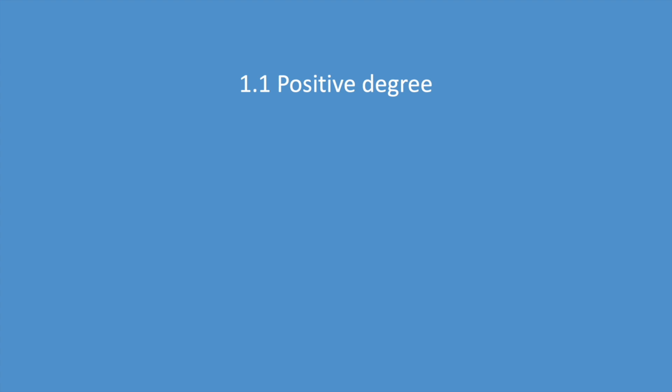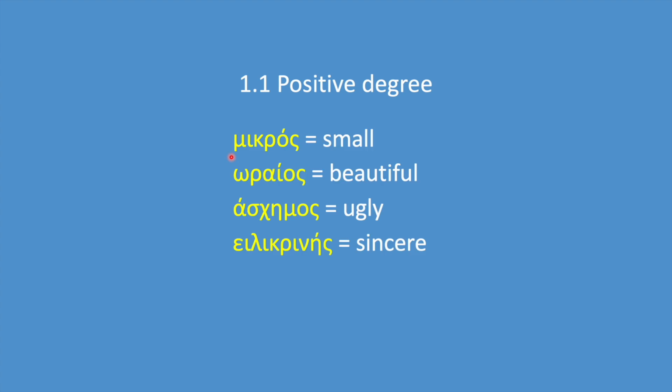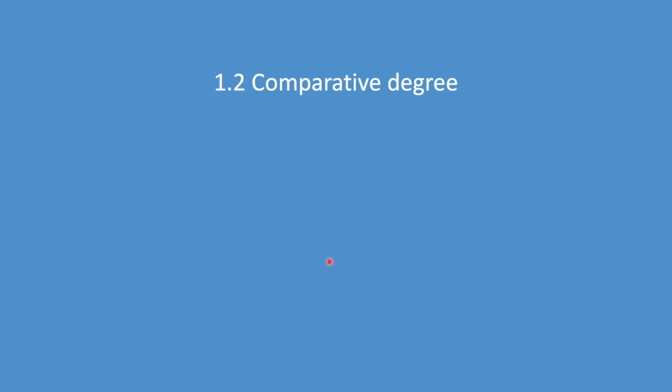The positive degree is the basic form of an adjective. It simply indicates a quality. For example, μικρός, small, ωραίος, beautiful, άσχημος, ugly, ειλικρινής, sincere. The comparative degree is the form of an adjective that indicates a comparison between 2 nouns with regard to a specific quality. There are 2 ways to form it.